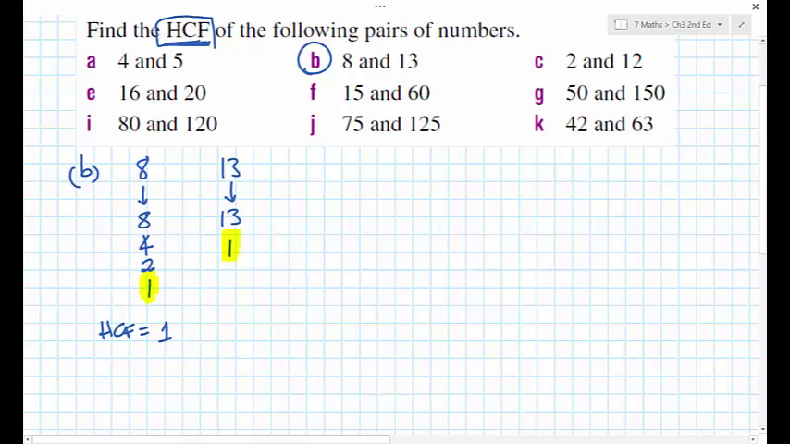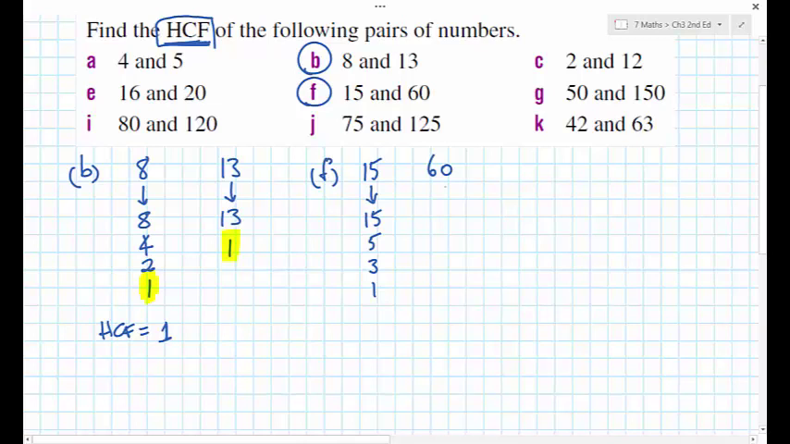So let's have a quick look now at F, and we approach it in the same way. I have 15 and 60. So I'm going to list out my factors of 15, starting from highest to lowest. I've got 15. The next number that will go into 15 will be 5, and I've got 3 and I have 1.